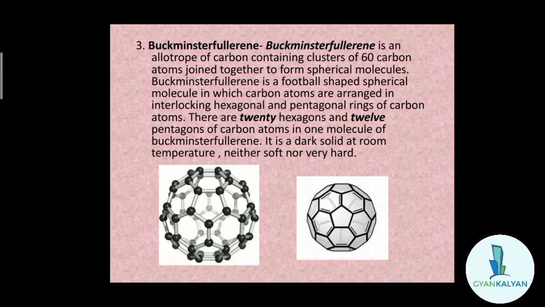So Buckminsterfullerene is very different from diamond and graphite, because diamond and graphite have an endless network of carbon present in them, but in Buckminsterfullerene only 60 carbon atoms are present. So it is a very small molecule and it is different from both of them. Here it looks like a football. It has a football-like structure. There are 20 hexagons and 12 pentagons of carbon atoms in one molecule of Buckminsterfullerene. This is a very important point.